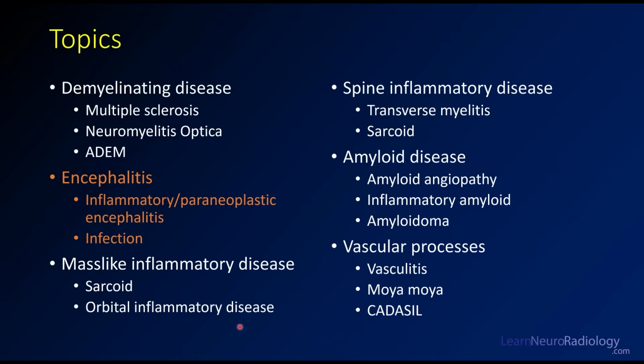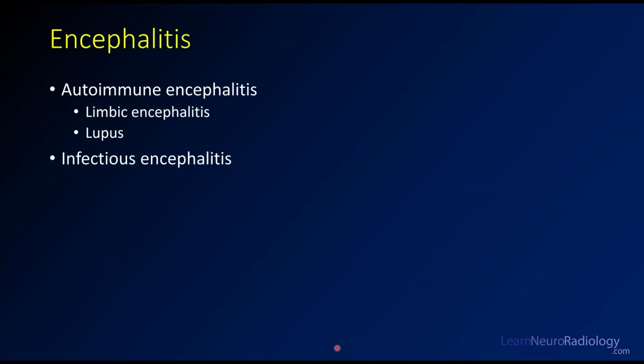So, as I said, we've talked about demyelinating disease. Today we're going to talk about encephalitis. Some of these other things like sarcoid and amyloid we're going to get to in the continuing portions of this lecture, which we'll release as we go along. But today we're going to focus on inflammatory and paraneoplastic encephalitis and infectious encephalitis, which can be kind of a mimic of those autoimmune and inflammatory diseases. So the main autoimmune encephalitides that you need to think about are limbic encephalitis and lupus. The infectious encephalitides, there's a number of those, with the most noxious being herpes. We'll cover those briefly as well, so you guys can see what the imaging findings of those are like.